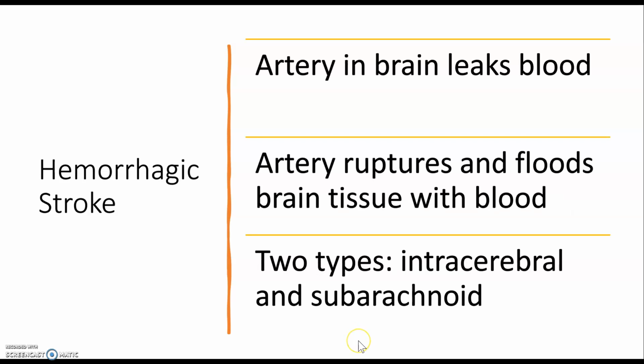Then a hemorrhagic stroke is where an artery in the brain leaks blood. An artery can rupture and flood the brain tissue with blood. There's two types of hemorrhagic stroke: intracerebral and subarachnoid.